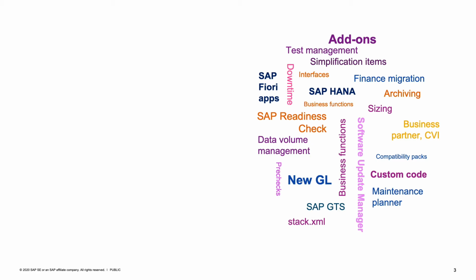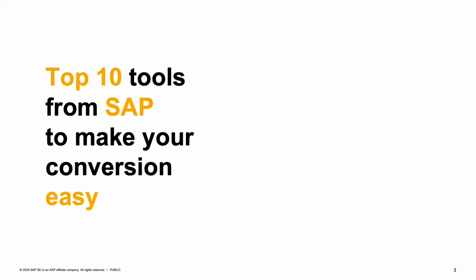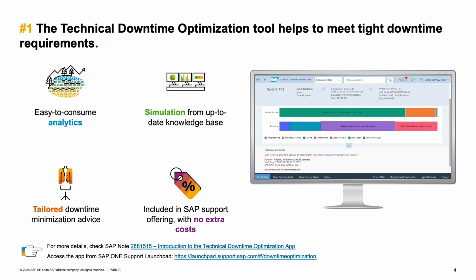Unfortunately, I won't have the time to talk about all of these interesting and relevant topics. My goal for today is to introduce key tools and utilities which will be of help during your system conversion project. So we're doing a top 10 tools from SAP which make your conversion easier. Specifically, I will focus on the tools which we have provided in the recent past and which enhancements we are planning for the future. So we hope that these tools will decrease the efforts in your S4 projects and improve the overall TCO. Starting with my number one topic for today, which is the so-called Technical Downtime Optimization app.